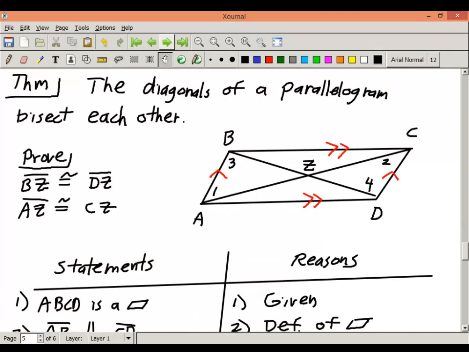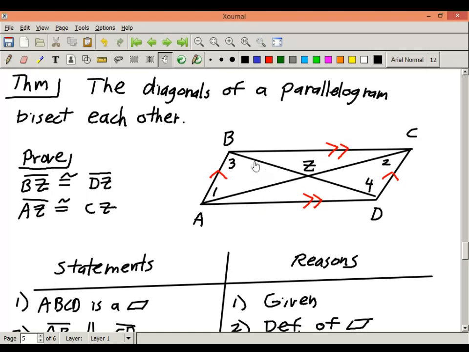Okay, our last theorem today is that the diagonals of a parallelogram bisect each other. So you see the parallelogram ABCD, top and bottom are parallel, left and right sides are parallel. That's what a parallelogram is. Then we're trying to prove that, first of all, you see the diagonals are BD. BD is a diagonal, and AC is the other diagonal. They go from corner to corner there. So we're trying to prove that those 2 diagonals bisect each other, cut each other in 2 congruent pieces.